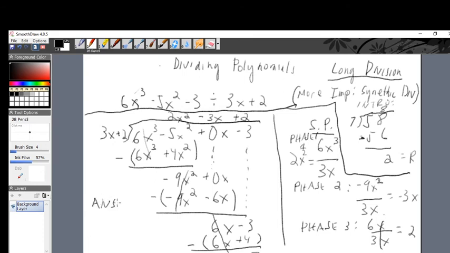The answer to this division is right over here: 2x squared minus 3x plus 2, but that's not it. There's still more, plus a remainder of negative 7. That is the full answer to this long division.